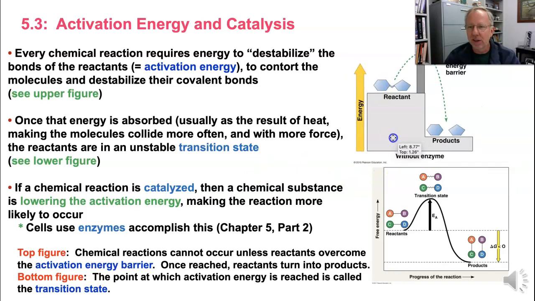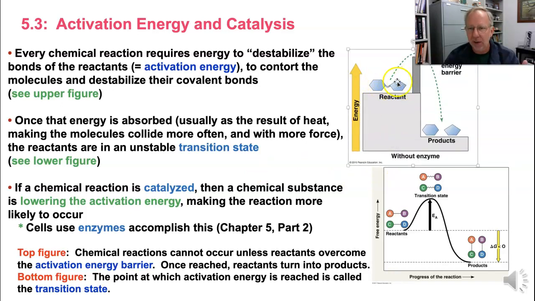Take a look at the upper figure. Imagine you've got a chemical reactant, like a sugar, and it's going to break apart and turn into the products, like two smaller sugars. In order for that larger sugar to break apart and undergo a chemical reaction, it has to absorb energy to destabilize its chemical bonds. That energy it needs to absorb is called the activation energy. It's got to get across that activation energy barrier. If this reactant absorbs enough energy, it'll get to the transition state, which is the peak of the activation energy. And then poof, it'll turn into products.